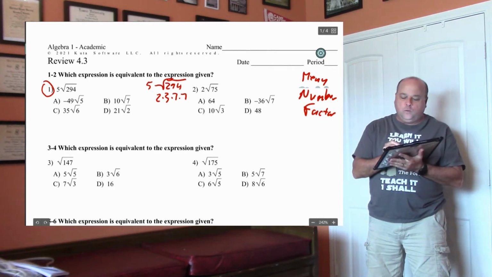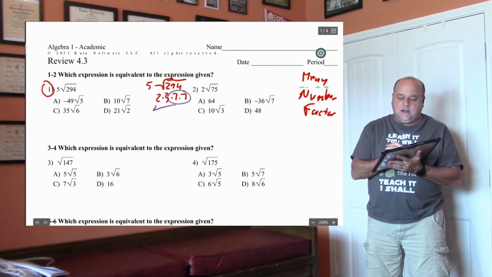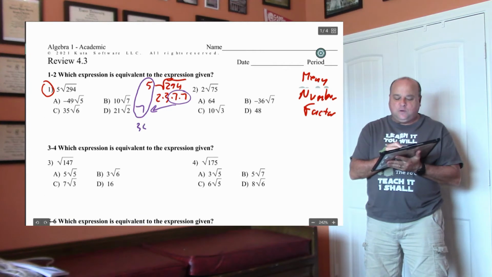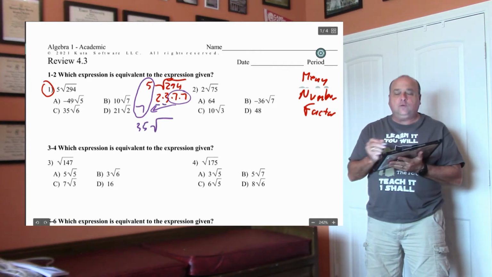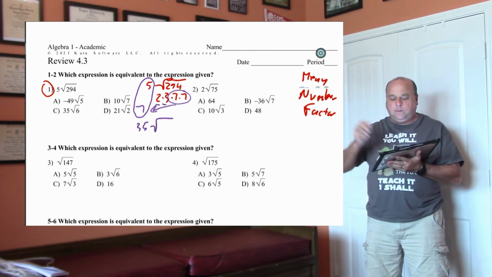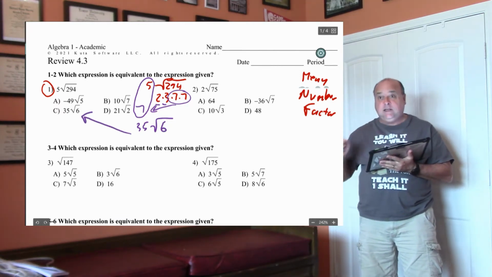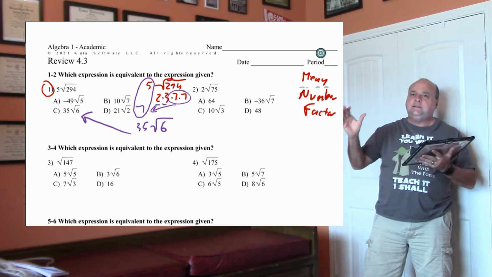I could circle one pair of 7s, right? That 7 goes out, and I'll multiply those outside terms. So I'm going to do 5 times 7, which is 35. 2 and 3 are not circled. I'll multiply whatever's not circled, and I get this. That's going to be choice C. Okay, piece of cake there.